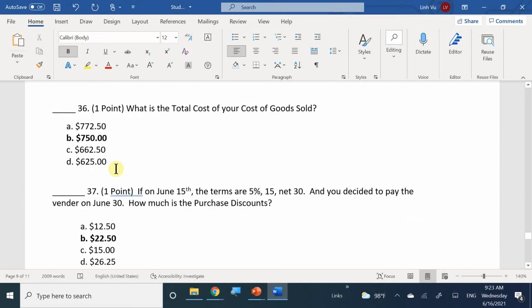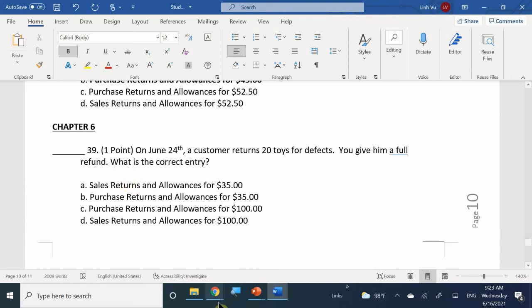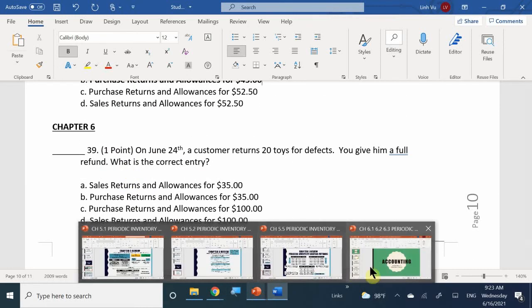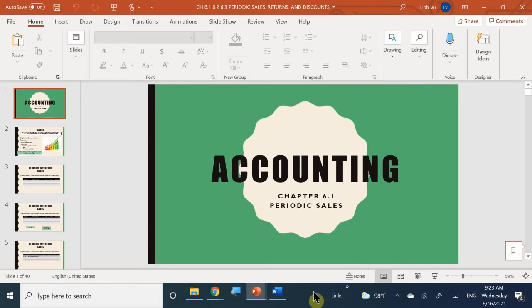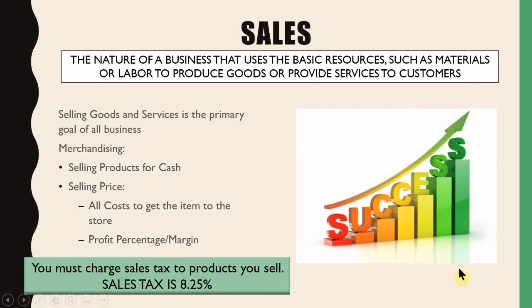All right, so chapter 6. We're going to talk about straightforward sales. When we're dealing with periodic sales, the idea here is that we don't actually keep track of the sales itself. We wait till someone goes down to the physical inventory warehouse and takes a physical count to tell us, hey, you have this many items. So our assumption is that if we don't have it, we must have sold it.